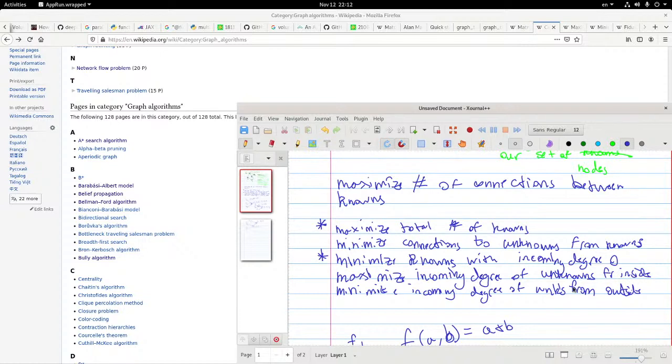Fascinating, really is. Okay. So I want to minimize knowns with incoming, maximize incoming degree of unknowns from inside, minimize incoming degree of unknowns from outside.